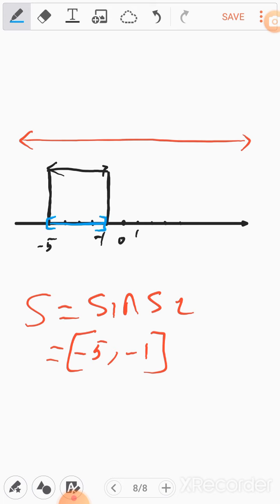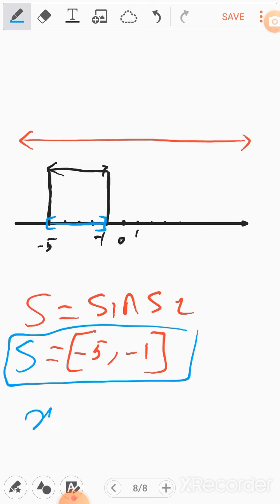The two lines overlap in this region. Minus 5 belongs to the two sets, so it is in the intersection. Minus 1 belongs to the two sets, so it is in the intersection. So the solution S of the system is minus 5 to minus 1. X belongs to minus 5 closed, minus 1 closed. This is the solution of the whole system.